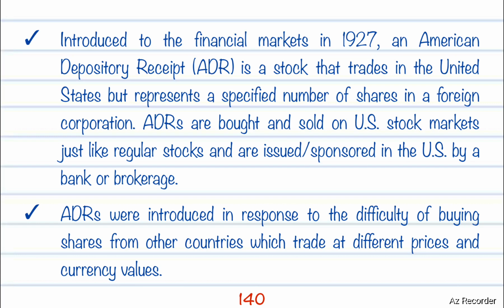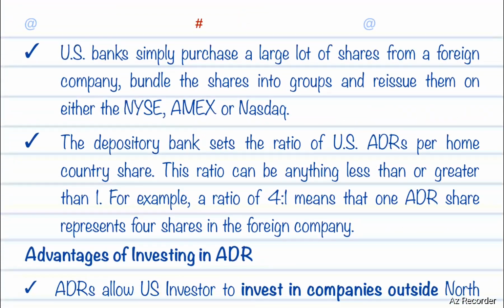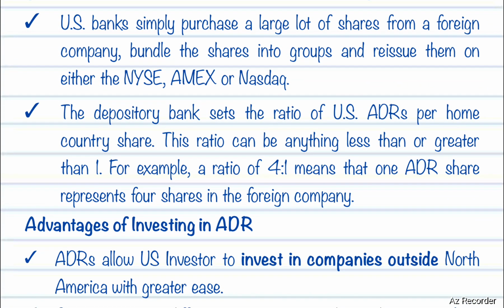ADRs were introduced in response to the difficulty of buying shares from other countries, which trade at different prices and currency values. US banks simply purchase a large lot of shares from a foreign company, bundle the shares into groups, and reissue them on either the New York Stock Exchange, AMEX, or NASDAQ.